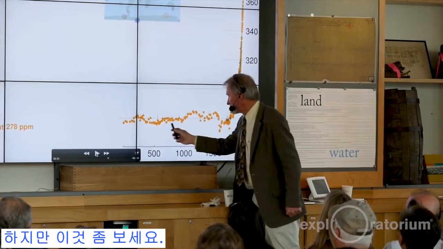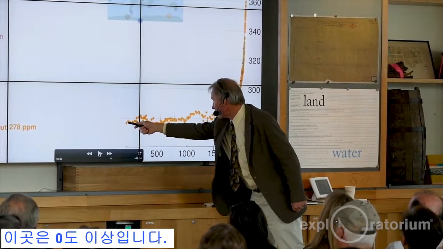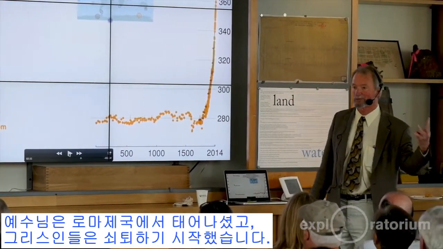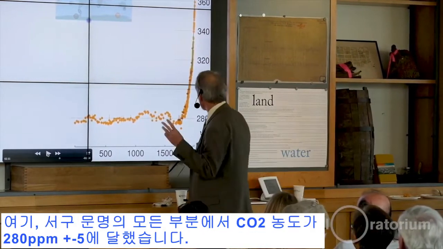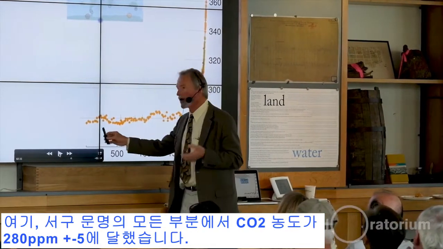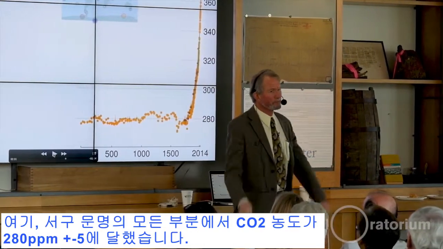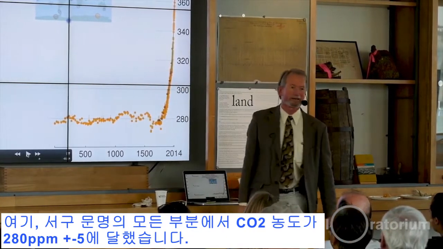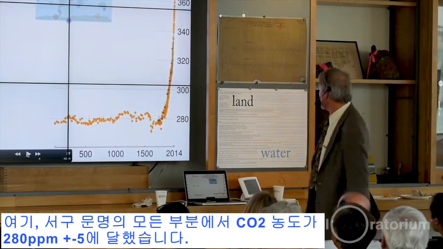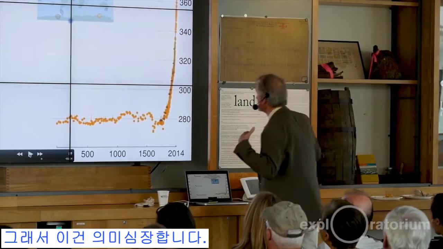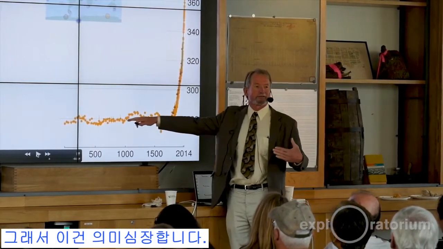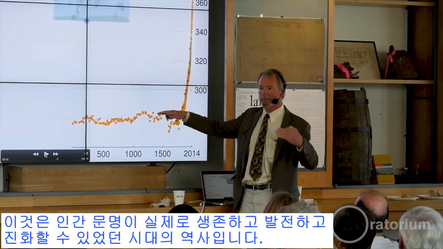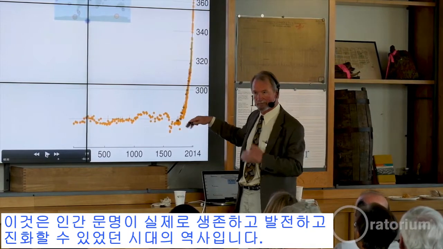But notice this. We're about year 0 down here. Jesus was born, Roman Empire, Greeks were kind of starting in their decline. There was a lot going on. All of Western civilization, every bit of Western civilization was what? 280 parts per million, plus or minus about 5, not much. So this is significant. This is a period in history where human civilization actually could survive and develop and evolve.